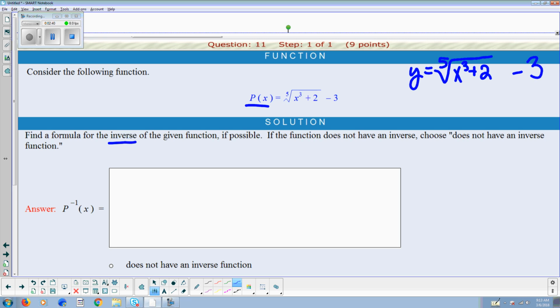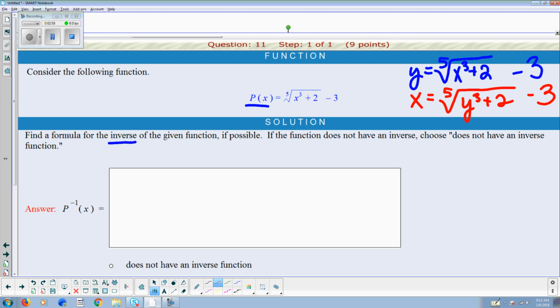Does anybody remember the second step when we're finding an inverse? What do we do algebraically? Yes, we switch x and y. So I'm going to switch the x's and y's. This becomes x equals the fifth root of y cubed plus 2 minus 3.